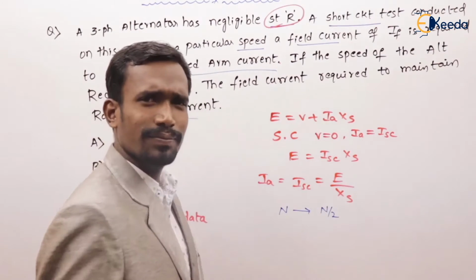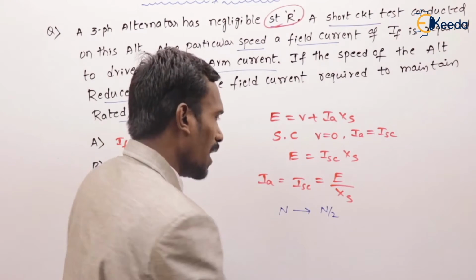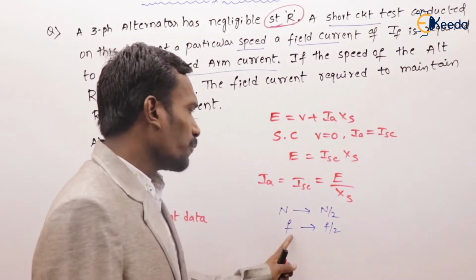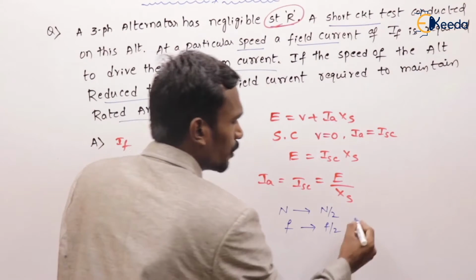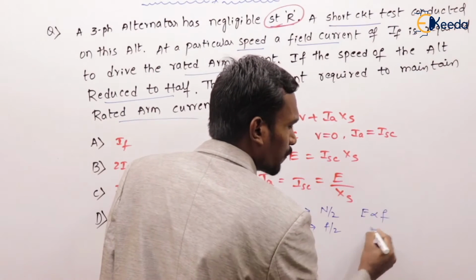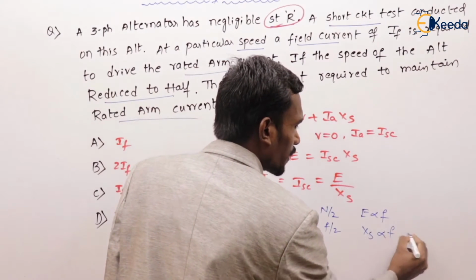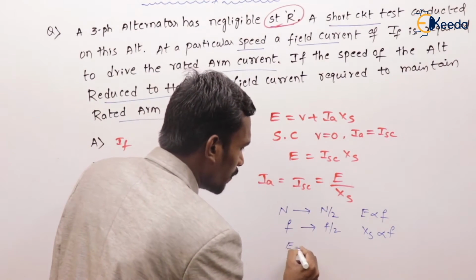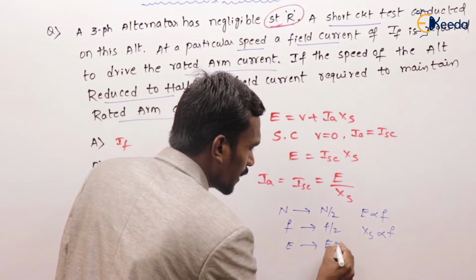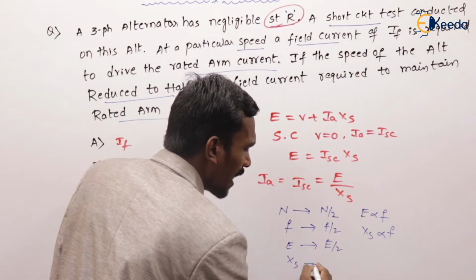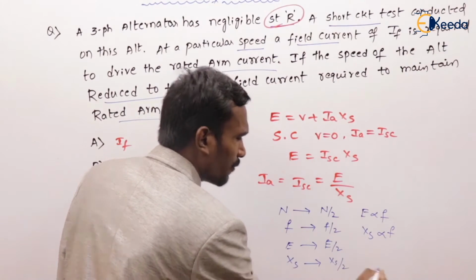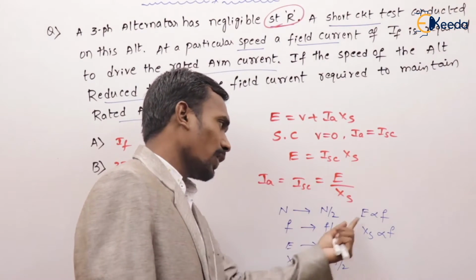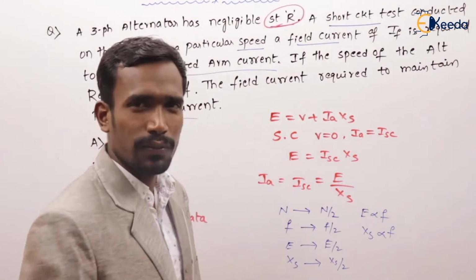to half. When speed is reduced to half, the frequency also reduces to half. When frequency is reduced to half, we know EMF is directly proportional to frequency and Xs is also directly proportional to frequency. So our EMF is reduced to half, and our Xs is reduced to half. Because the speed reduces, so frequency, so EMF, and Xs also reduce.